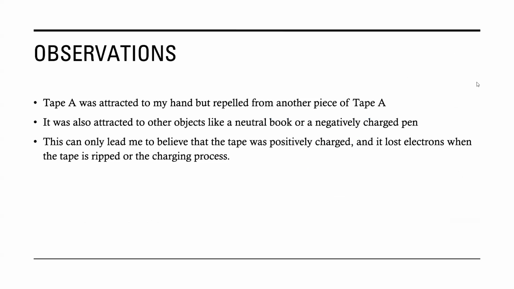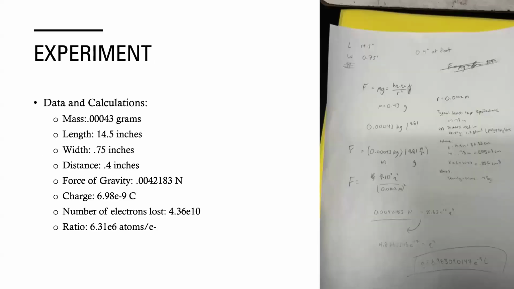Observations. Tape A was attracted to my hand but repelled by another piece of tape A. It was also attracted to other objects like a neutral book or a negatively charged pen. This leads me to believe that the tape was positively charged and its electrons are lost when tape A is ripped, during the charging process.